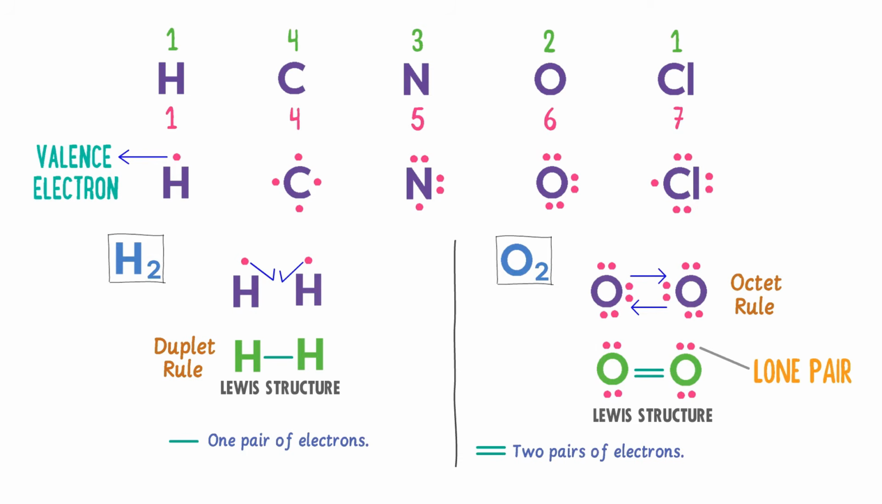Also note down that in this case, the half arrow represents the flow of only 1 electron, while in this case, the full arrow represents the flow of 2 electrons.